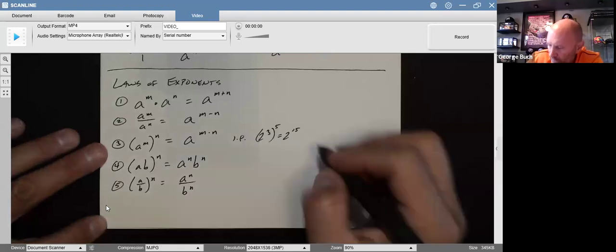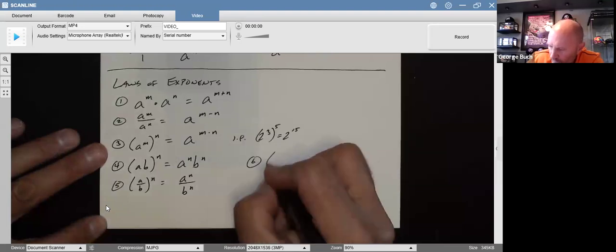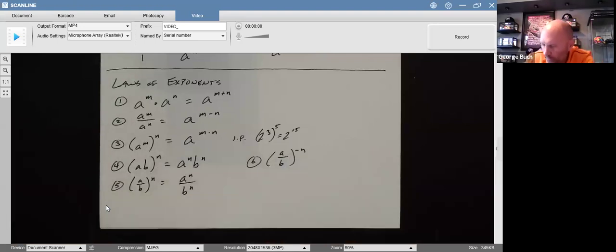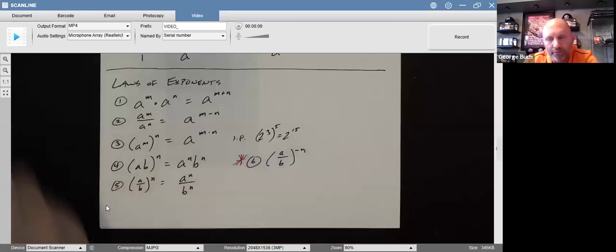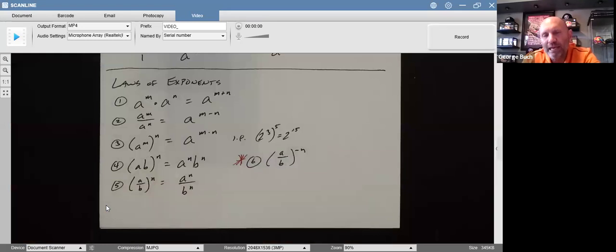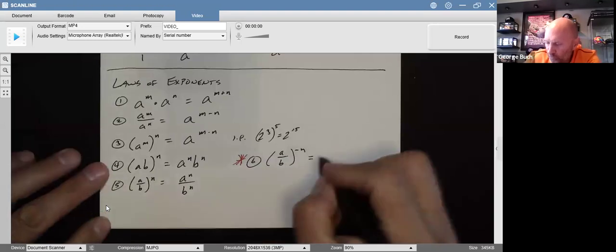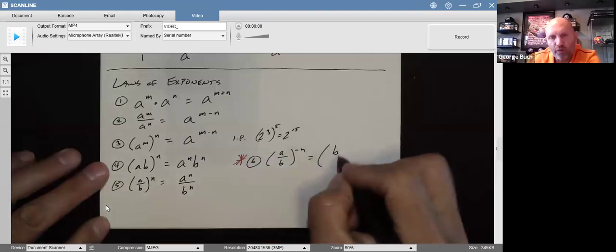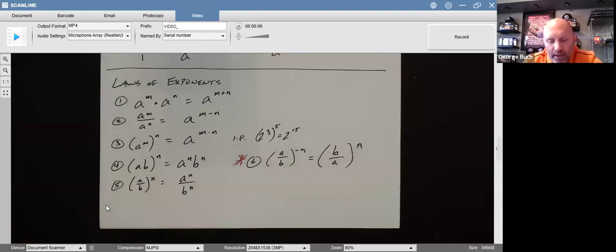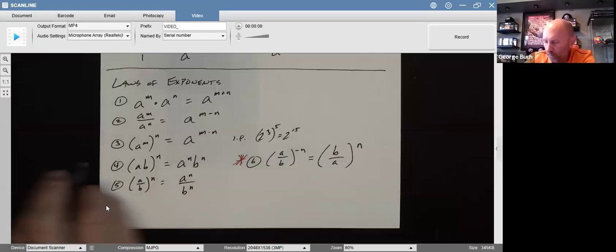Go up over here, so 6. So here is a property, let me put a little star by it, that we're going to use a lot in this class. If I have a over b, the whole thing to the negative n power, what I can do is just flip what's inside. So I don't change any pluses or minuses on the inside. The only thing that changes is that the n on the outside now becomes positive. And again, this is one.